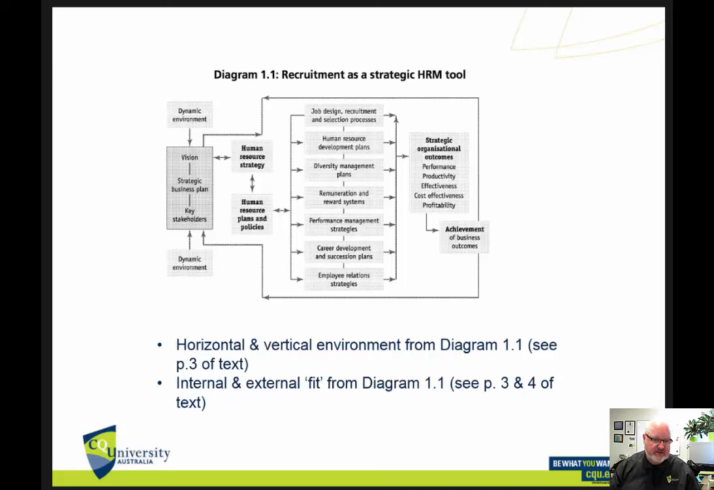And that leads to strategic organisational outcomes: performance, productivity, effectiveness, cost effectiveness and profitability. These are the accountable aspects of strategic HRM. And then this, all working together, best practice will achieve business outcomes. I also want you to understand from the text the horizontal and vertical environment and the impact it has, and internal and external fit.